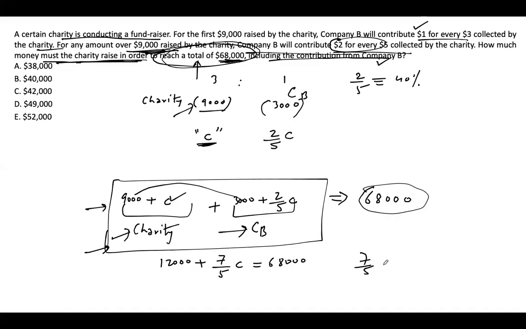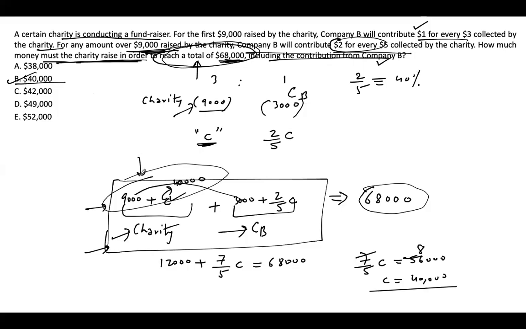So 7/5 C is 56,000, so C is 40,000. Shall I just take 40,000 as my answer? No, the 9,000 we have to take into account as well. So it is the value of C, but the total would be 49,000. The answer would be 49,000. Very good.